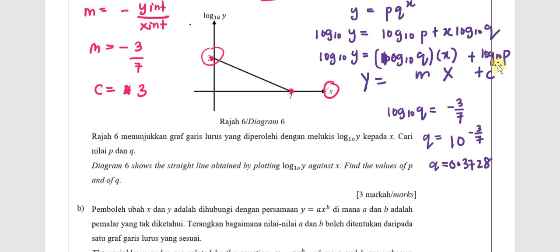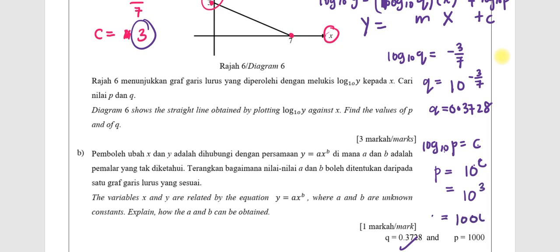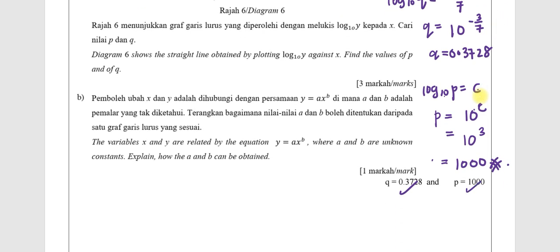And you want to find p. Log 10p equals c. So you want to find what? P. P equals 10 comes here to become the base, c becomes the power. So what is c? Sorry, c is 3. So 10 power 3. So it becomes 1000. Okay, both answers tally.